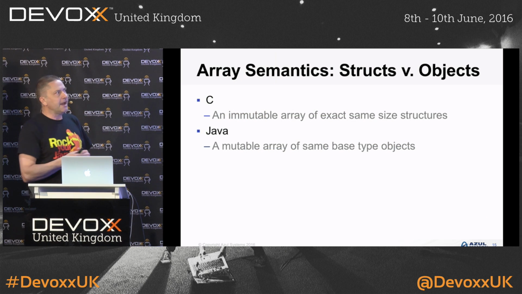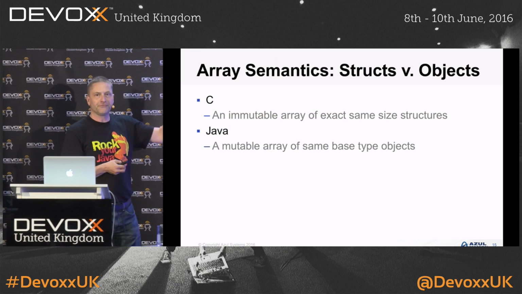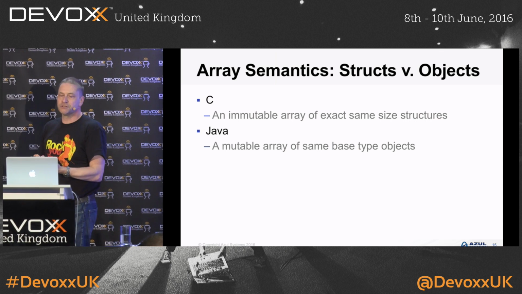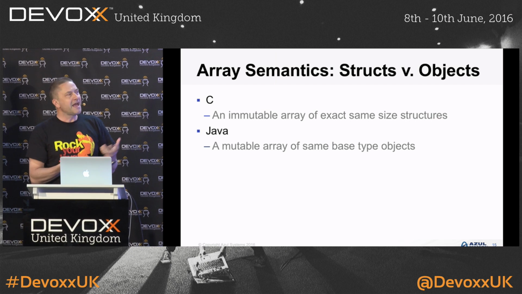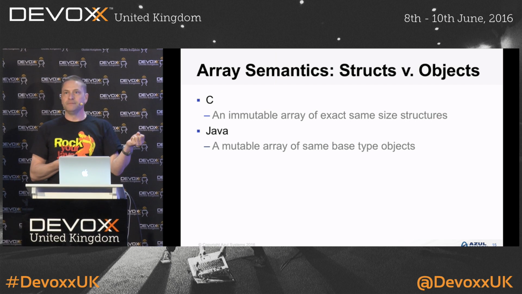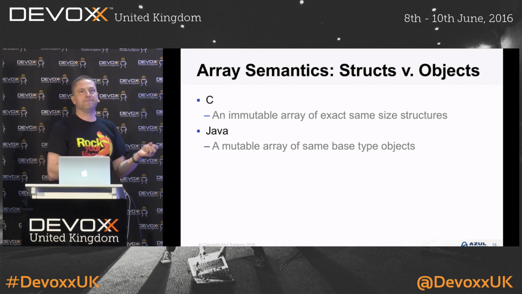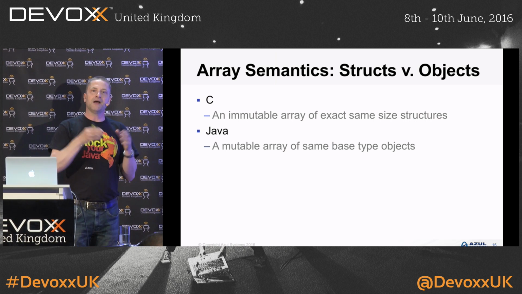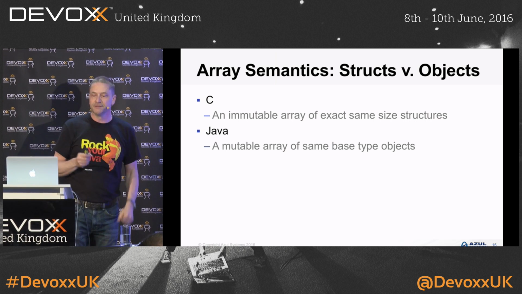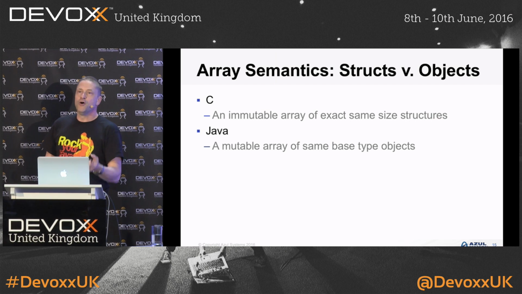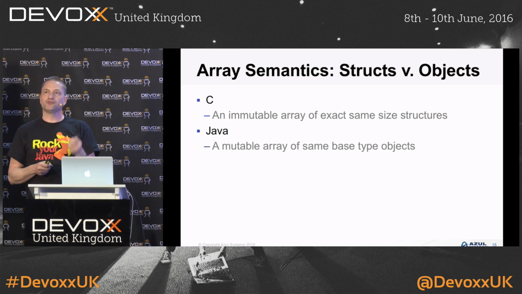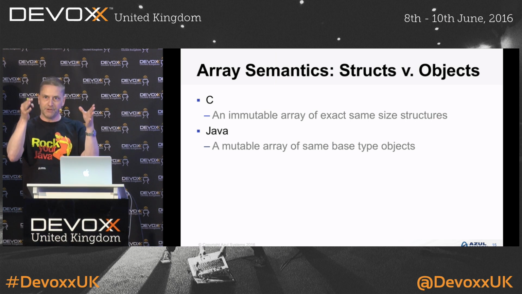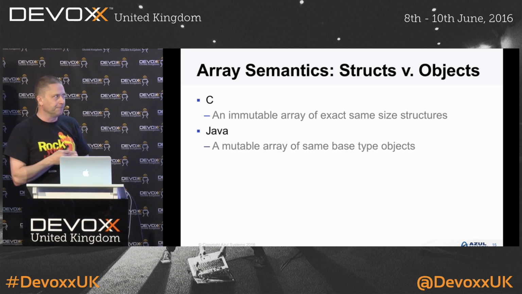So, in effect, what we're dealing with here is 2 different things. In C, if we look at structs and an array of them, what we have is an immutable array, because we can't actually change the array. We've allocated memory using malloc, and that memory is fixed in terms of how we use it. So it's an immutable array of exact same size structures, because we can't change the references that we're storing in there. We simply have structures laid out sequentially.